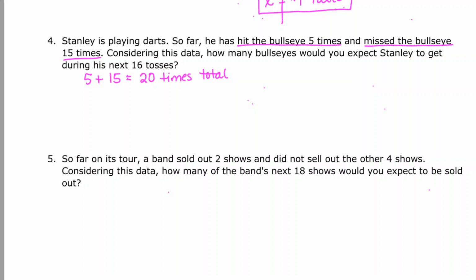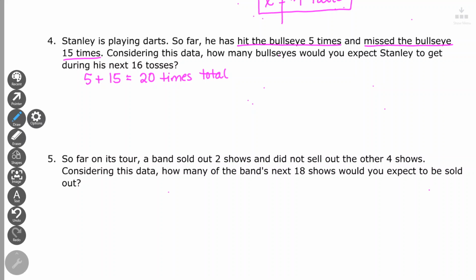So we want to see how many bullseyes we would expect him to get. Okay, so how many did he get? Well, he hit the bullseye 5 times, so that's going to be our numerator. 5 hits over 20 total throws, right? Then we have to set that equal to, he's going to toss his next total throws, or total tosses will be 16. So 16 total.